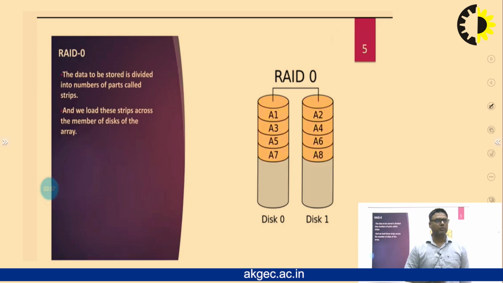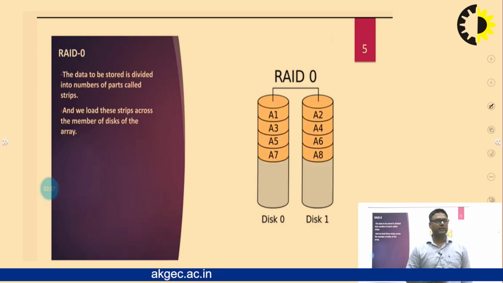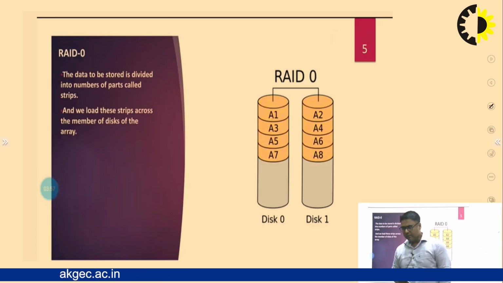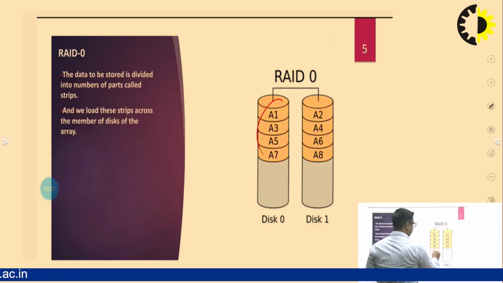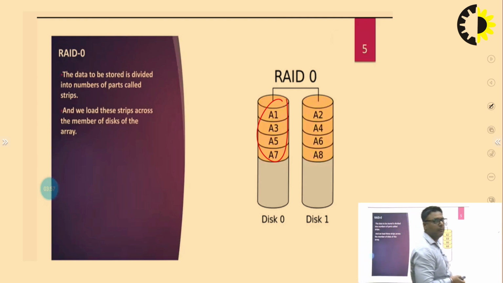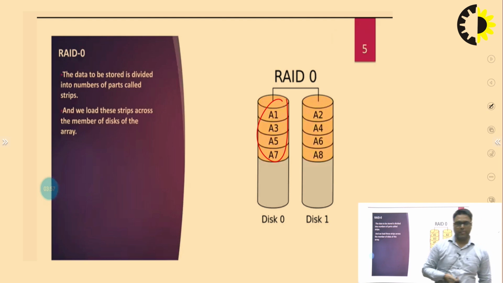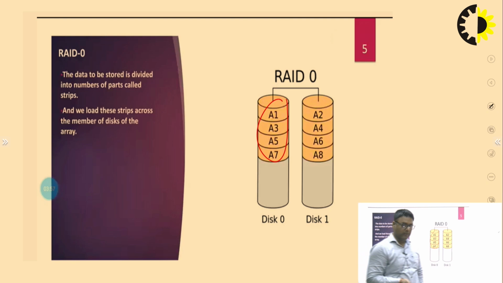The data to be stored is divided into a number of parts called strips, and we load these strips across the member disks of the array. In that case, if one disk fails, suppose disk 0 fails, disk 1 is also there, so work continues fast. But if both disks fail, the data is collapsed. This problem is solved in RAID 1.